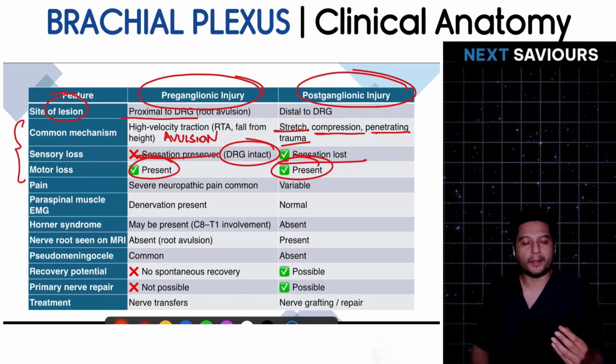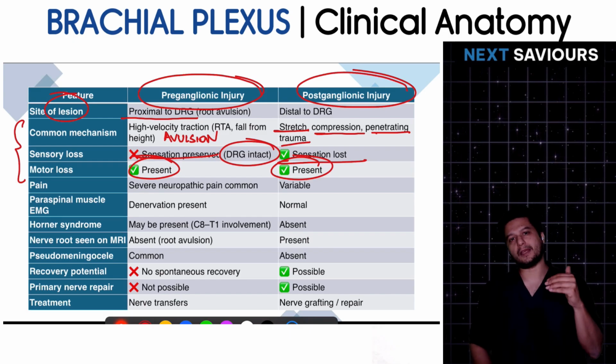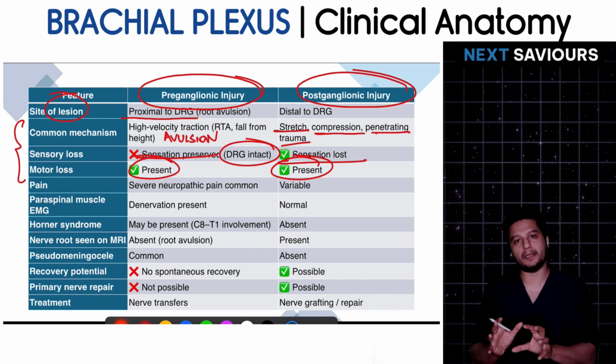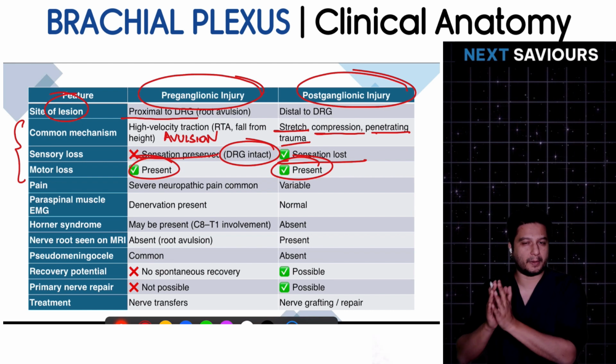So that is part number one, on the basis of which both these two injuries can be distinguished. Now, another point is pain. You see, if there is an avulsion fracture, obviously from the root, so the patient is going to experience a severe neuropathic pain.